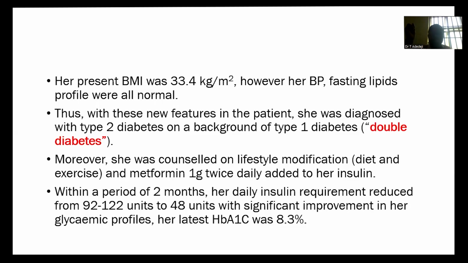Thus, with these new features in this particular patient, she was diagnosed with type 2 diabetes on a background of type 1 diabetes, and this is described as double diabetes. Moreover, she was counseled on lifestyle modification, diet, and exercise, and metformin was given twice daily, added to her initial insulin dose based on the initial diagnosis of type 1 DM. Within a period of 2 months, her daily insulin requirement reduced from 90 to 122 units to 48 units, and this was with significant improvement in her glycemic profile, leading to a hemoglobin A1C value of 8.3% from the initial value of 11%.